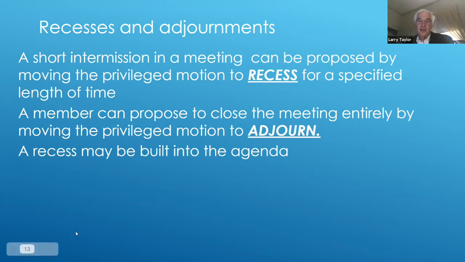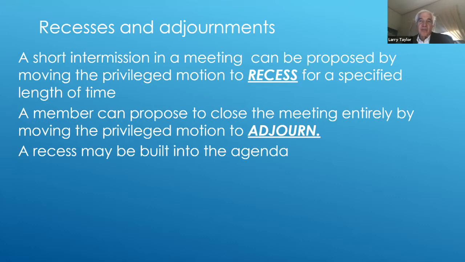There are recesses and adjournments that can occur. A short intermission in a meeting can be proposed by moving the privileged motion to recess for a length of time. Sometimes I get carried away and I forget to be considerate enough to insert a recess halfway through a 2-hour meeting, and so if your chair is chugging along and you really need a 10-minute break to stretch your legs, you as a member can make a privileged motion to recess for 10 minutes or whatever time you would like to do. And this is a right that you have as a member of the organization.